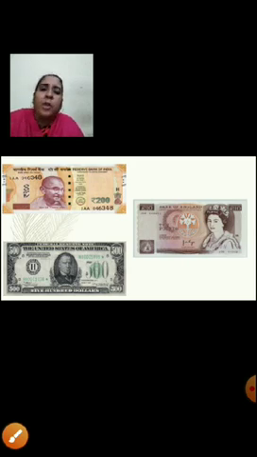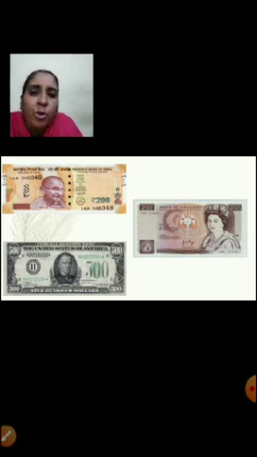Now here you can see on the screen I have shown you currencies, right? Not only of our country but of other countries. I have shown dollar, I have shown pound, I have shown rupee, right? Now here what is the common thing in all the notes you can see? Yes, that the numbers on the notes are written in which language? English language, right? Why is it written in English language? So that all will be able to read them.